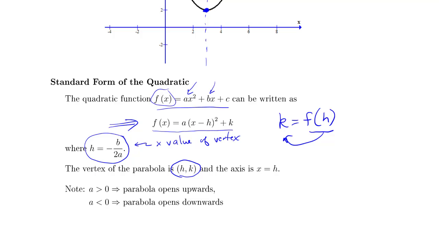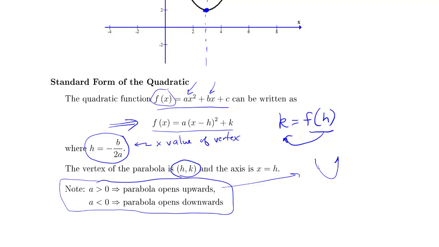The other thing we should note is that the value of a is important. It tells us which way the parabola is facing. So if a is positive, then we get a parabola that's facing upward. And if it's negative, we get a parabola that's opening downwards. So there's a lot we can tell from the equation.